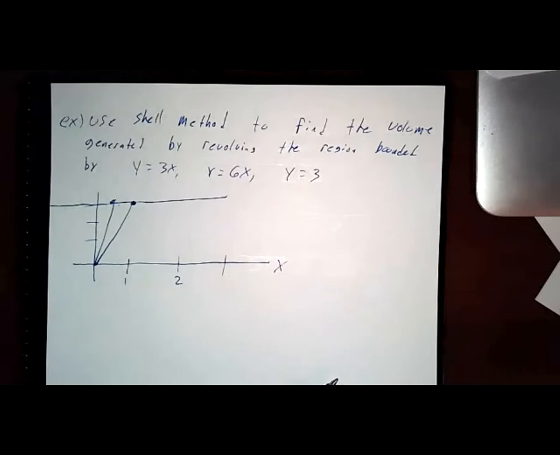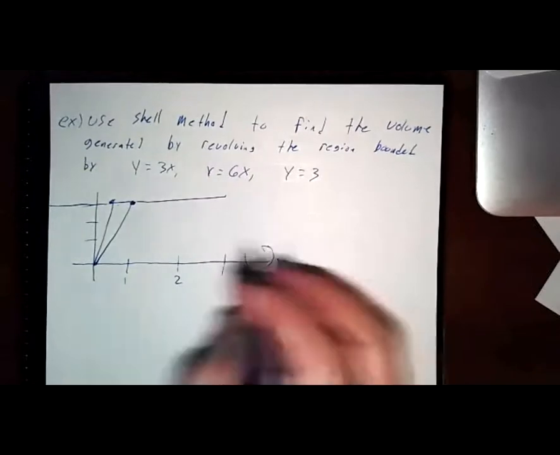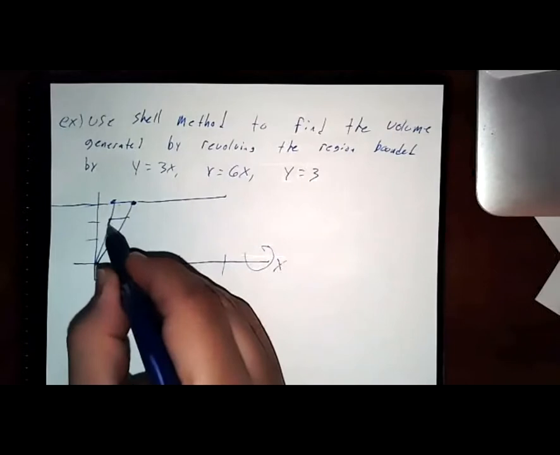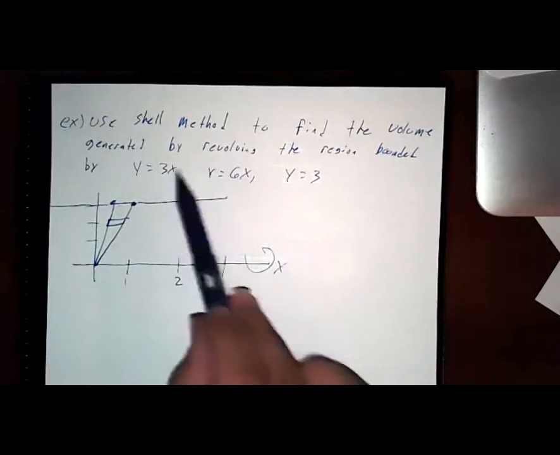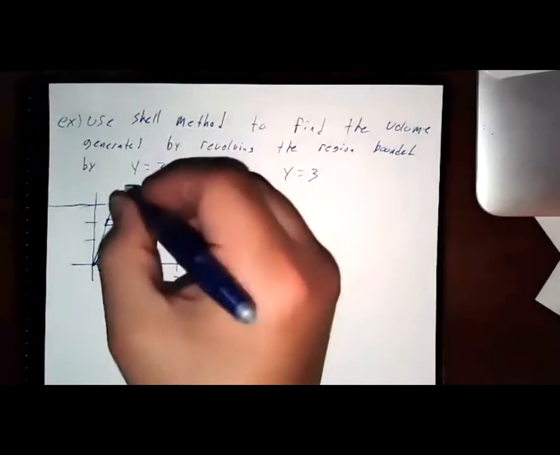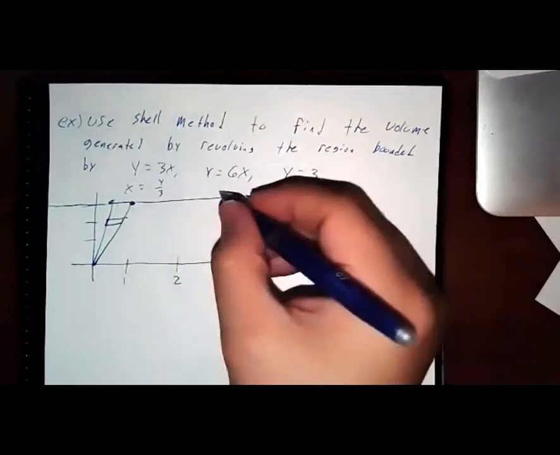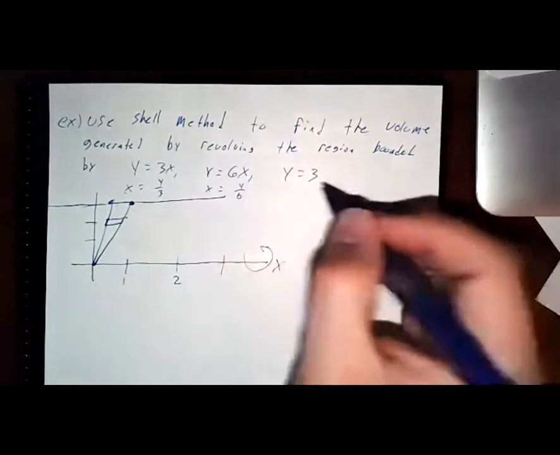Use shell method about the x-axis. We're going this way, meaning I have to slice parallel to it, right? To do shell, which means I need to solve for x. So this implies that x is equal to y over 3, and x is equal to y over 6, right?